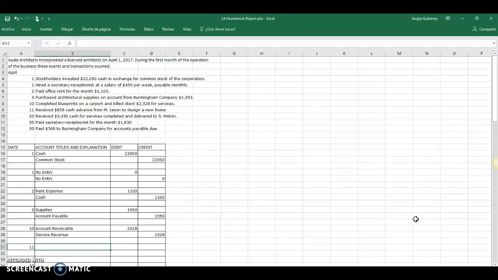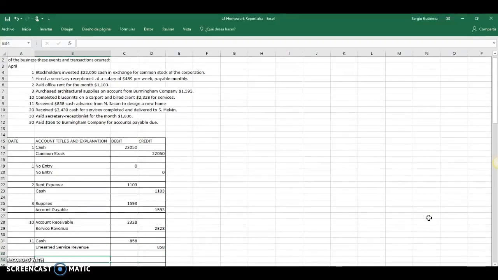And on day 11, Ayala received $858 cash advance from Mr. Jason to design the new home. So the account we're going to use is cash because they received money, for the amount of $858. And the account that we're going to credit is the account unearned service revenue, for the same amount, $858.